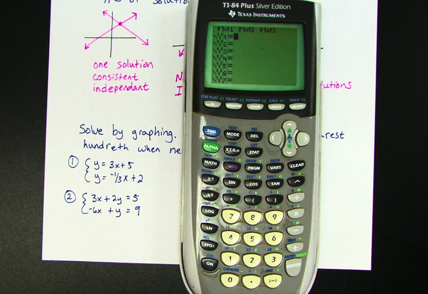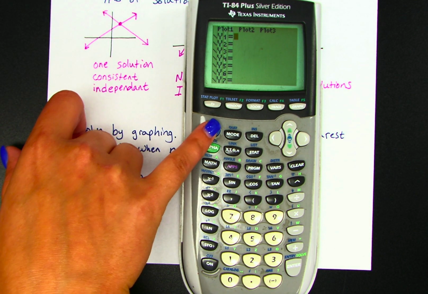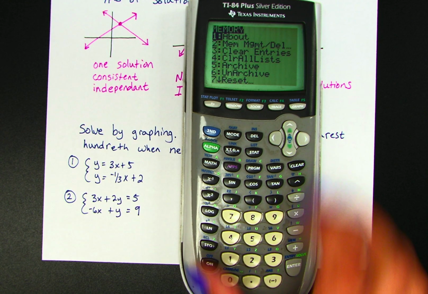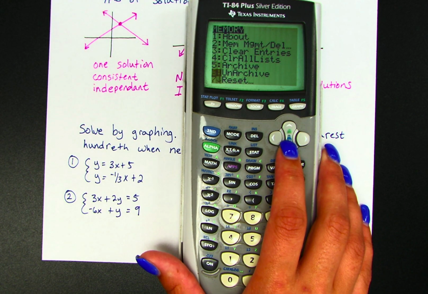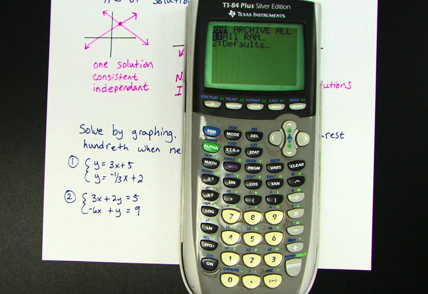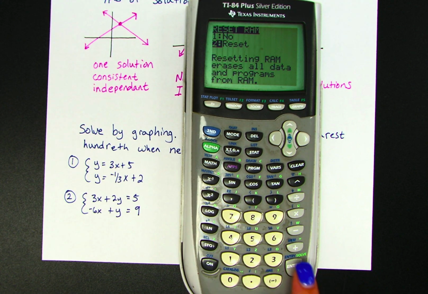Now if you do notice that there's some weird things going on, like symbols over here that you just can't quite figure out how to change, what you want to do is just reset your calculator. To reset the calculator, we are just going to press second and then the plus key, and that will bring us into the memory. Then we're going to arrow down, or you can press the 7 key to select reset. Then we want to do all RAM, so we press enter, and then arrow down or press the 2 key, and then reset it.